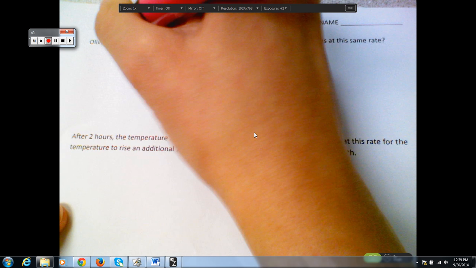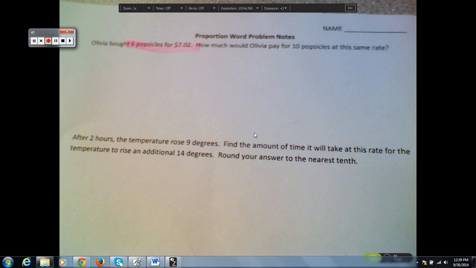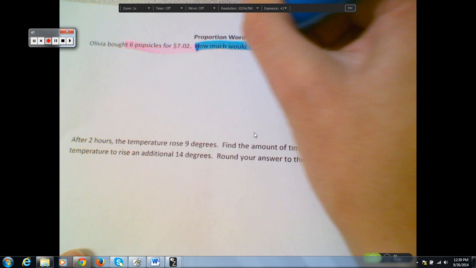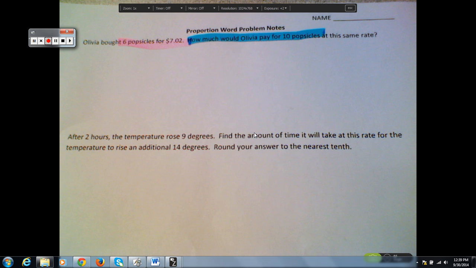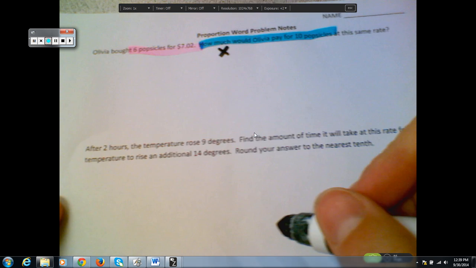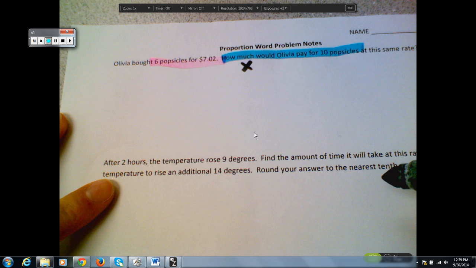The first rate that I see is 6 popsicles for $7.02. The second rate that I see is, I'm not sure how much money for 10 popsicles. Because I don't know the amount of money, I'm going to put an X right here. That's what I'm solving for. Right now it's a mystery. Just so that I don't have labels in my proportion, I'm going to put the labels on the side over here, and I want you to write that down too. Anything I write down, you're going to be writing down as well.